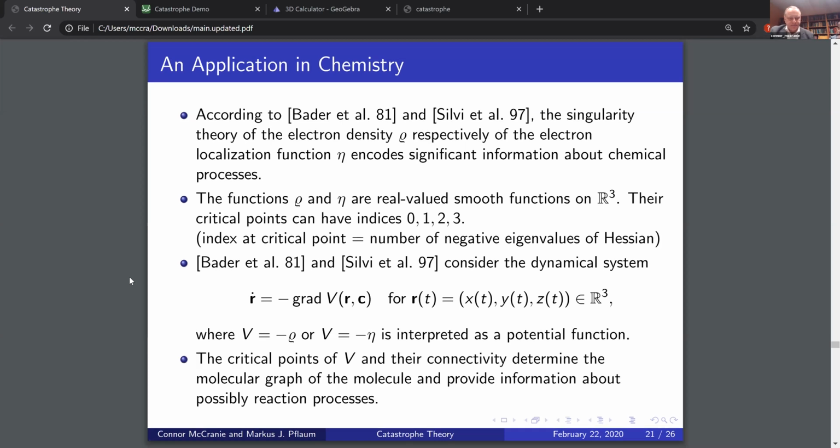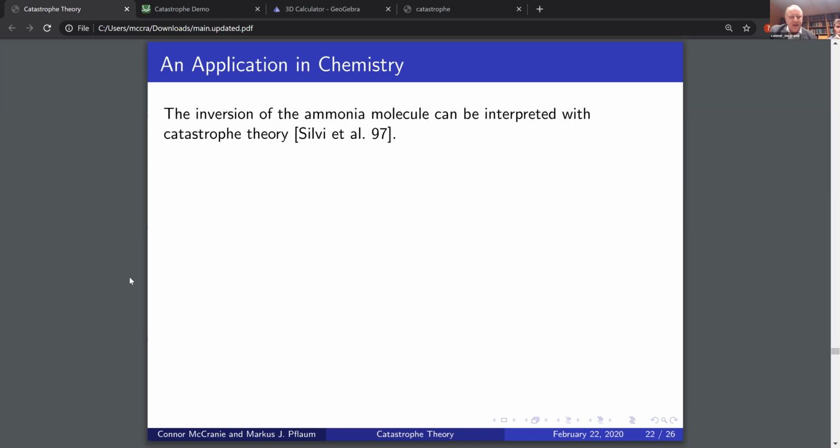Okay, and now these critical points and how they are connected determine a molecular graph in the language of Bader, and provide information about possible reaction processes. So this is exactly the major goal of the Delta project, and we definitely should look at what chemists have done in that regard already. So let me now come to a particular example, namely the ammonia molecule.